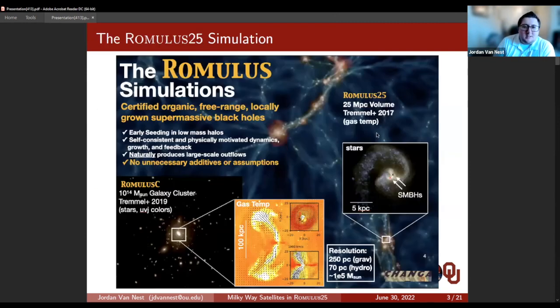So we find ourselves here once again, face to face with the obligatory Romulus slide. Just as a quick recap, Romulus 25 is a 25 megaparsec per side volume N-body cosmological simulation. It's actually an amazing tool for this analysis because it provides such a large volume, a large number of galaxies, while also maintaining the resolution to probe satellites down into the dwarf regime. If our goal is to study satellites around Milky Ways, we need to first find all of our Milky Ways in Romulus 25.